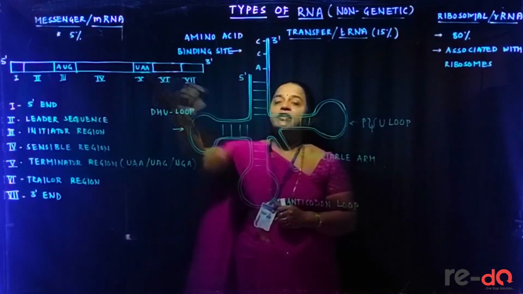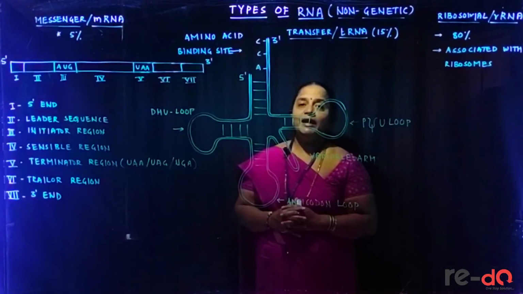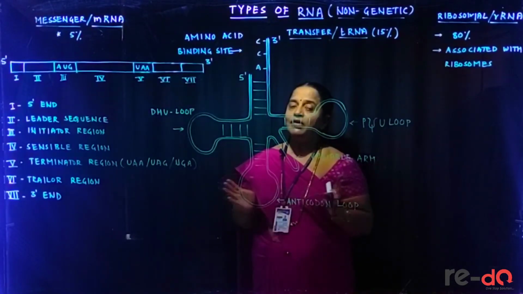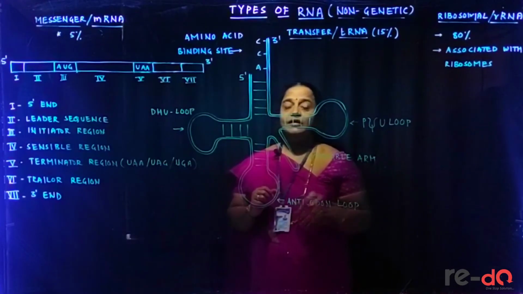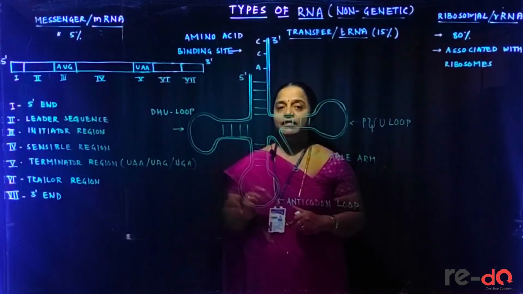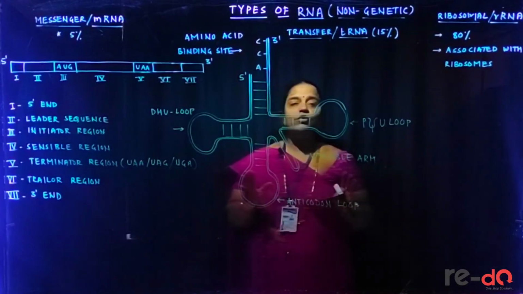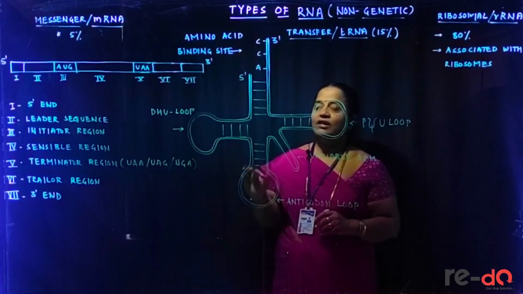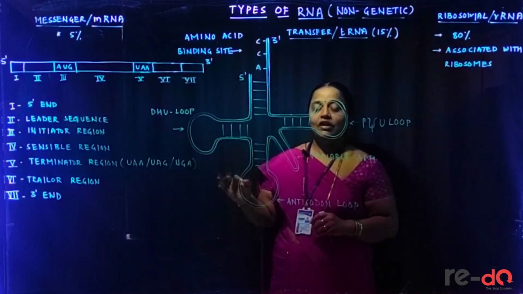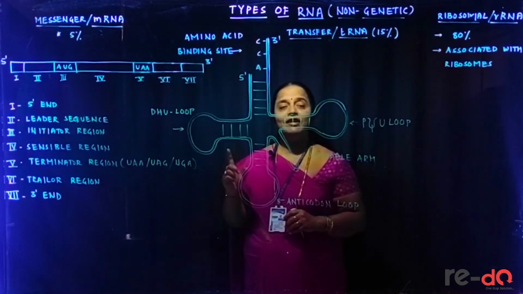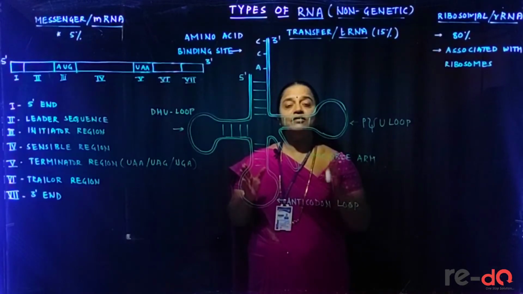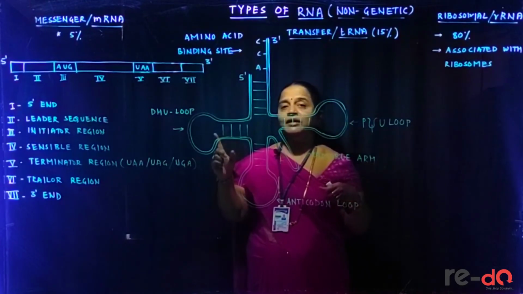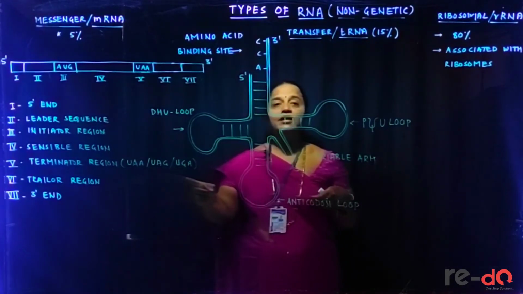Here I have written the triplet codon UAA. It will not code for any amino acid. Some mRNAs have UAG. Some mRNAs have UGA. So these 3 will not code for any amino acid, hence we call them nonsense codons. Though they are nonsense, they play a very important role in protein synthesis, because the translation process is inhibited by non-coding of any amino acid near the terminator region. So these 3 are terminator codons.